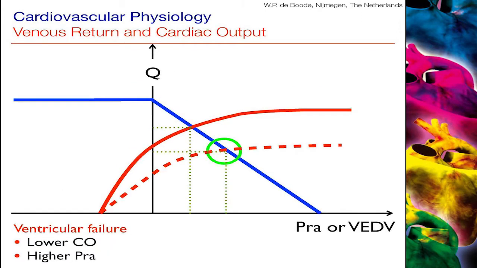What happens when we have a ventricular failure? What will happen is that the Frank-Starling curve, the cardiac output curve, would be like this, a decrease. Venous return is the same. What it means is that you get a lower cardiac output at a higher right atrial pressure.